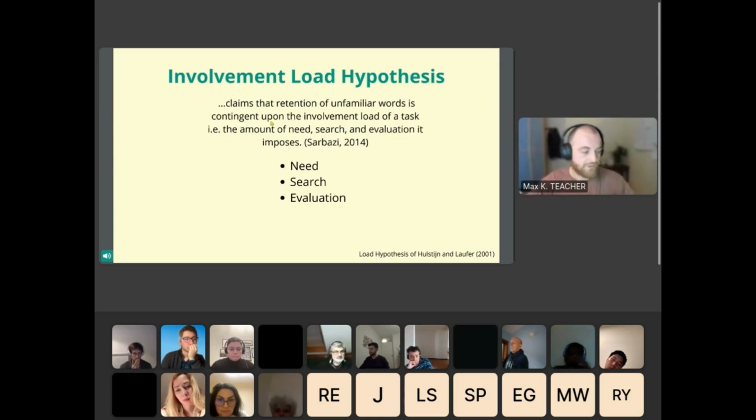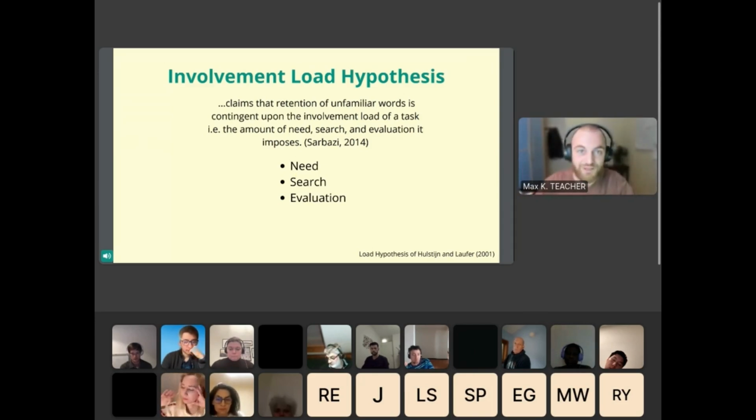It just says that you will remember words better if you're more involved with the language, and you will not remember them very easily if you're not so involved. And then they again have 3 points, Hulstijn and Laufer, 2001. There are 3 parts of this. So they basically say, if you have a need to use a word or to find a word, the chances are that you'll remember it better, right?